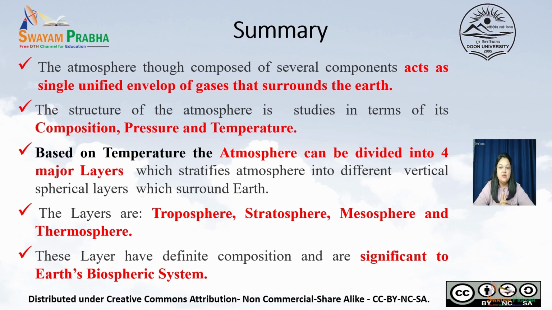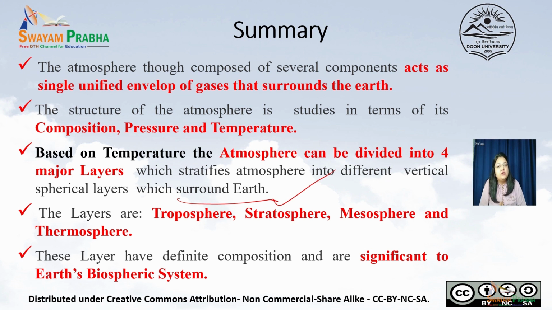Primarily based on temperature, the atmosphere can be divided into four major layers, which stratify the atmosphere into different vertical spherical layers surrounding the surface of the Earth. These layers are based on the temperature variations which exist in them, on the basis of definite characteristics of the atmosphere in different regions. These layers are, first, the troposphere, which is the lowermost layer of the atmosphere.